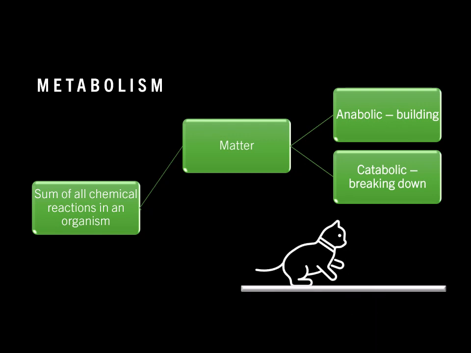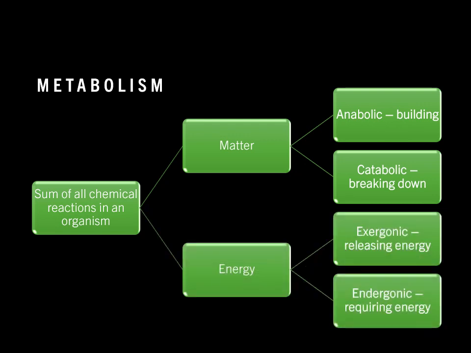The other way we can classify our chemical reactions is in terms of energy, with exergonic reactions being those that release energy, and endergonic being those that require an input of energy. Catabolic reactions tend to be exergonic, and anabolic reactions tend to be endergonic.